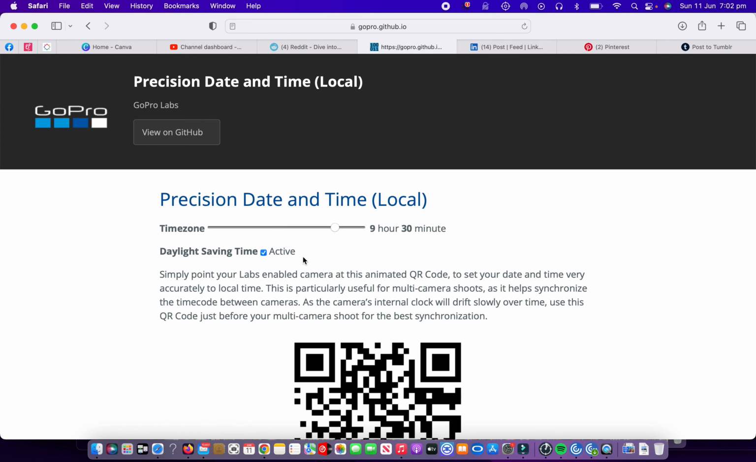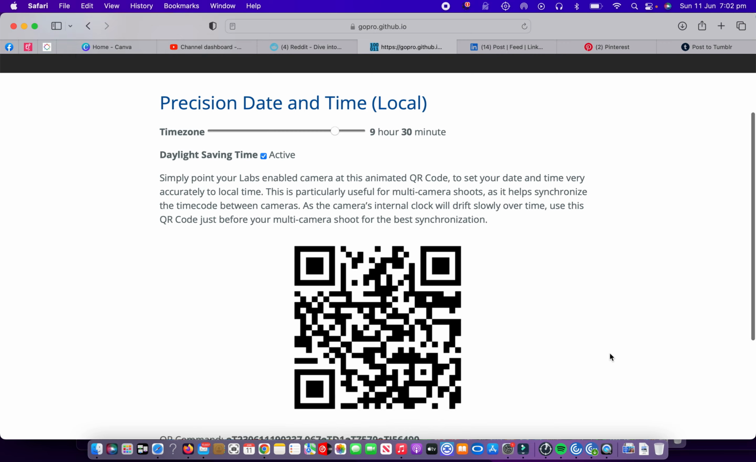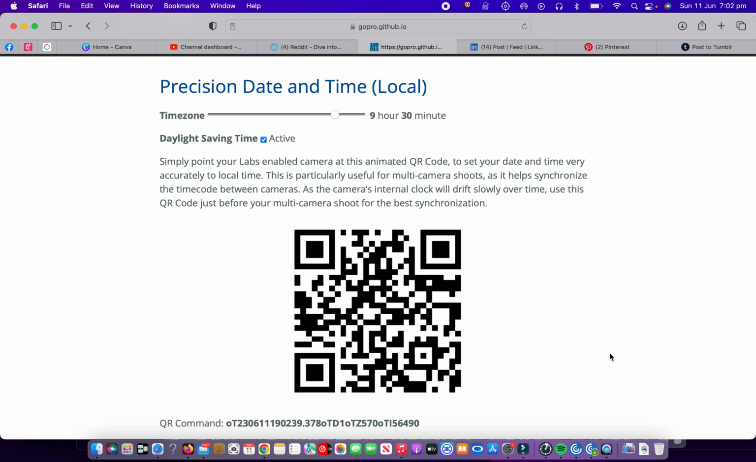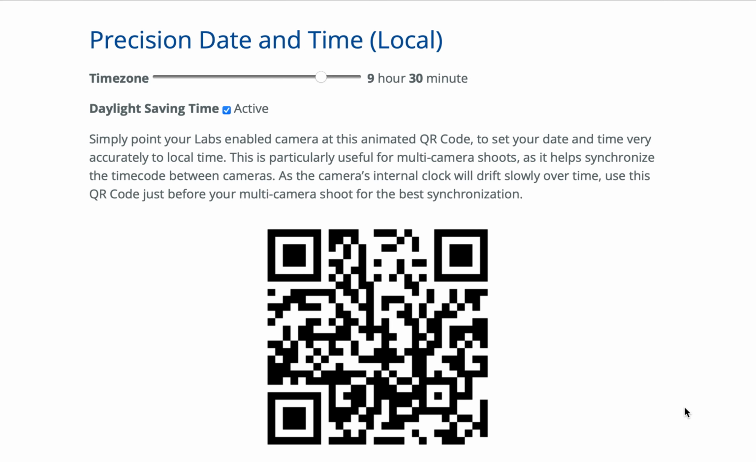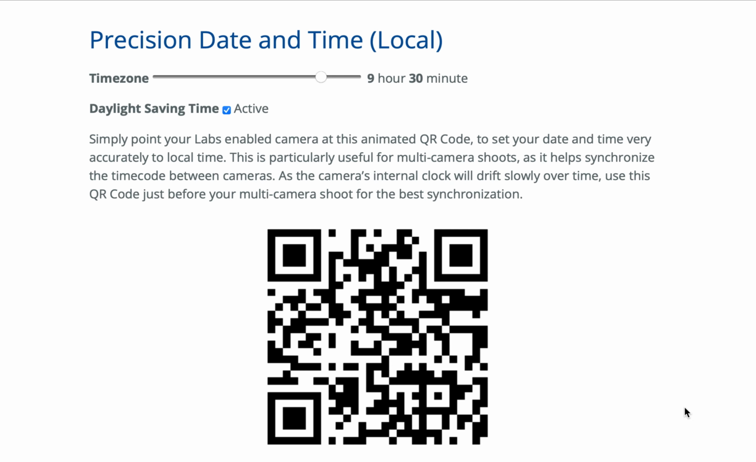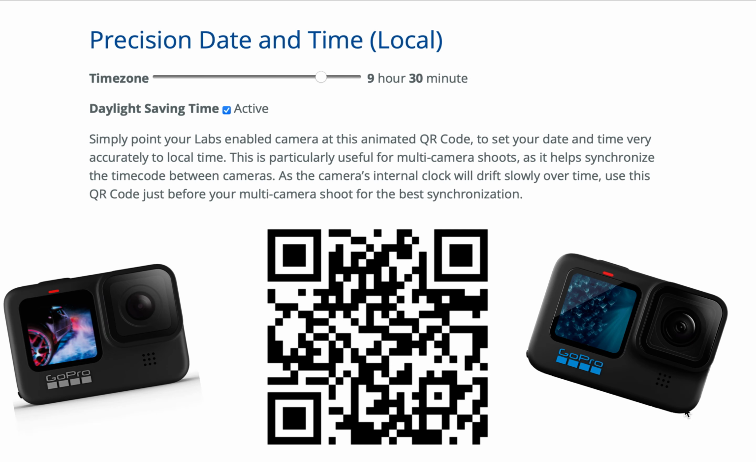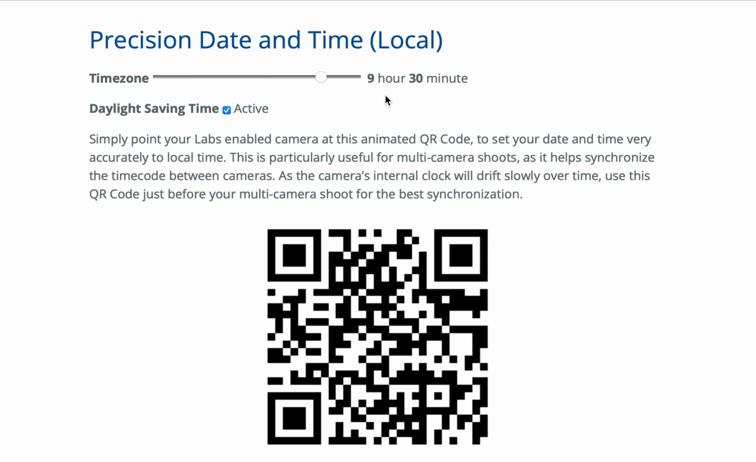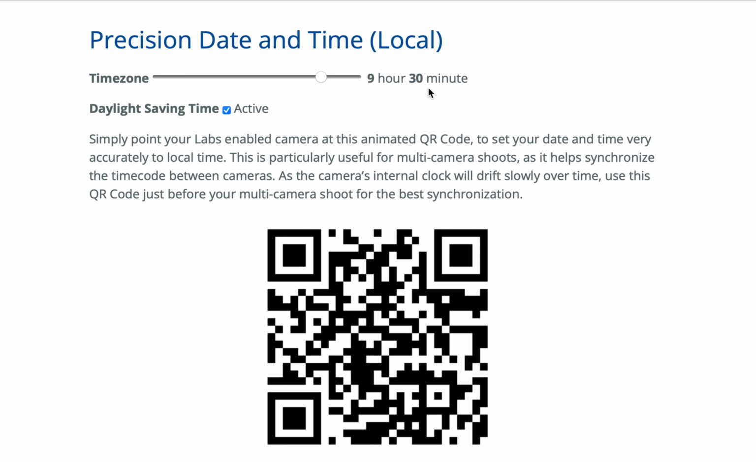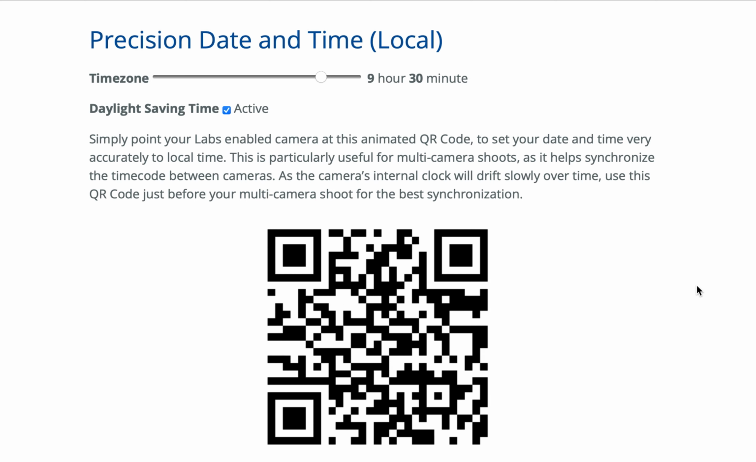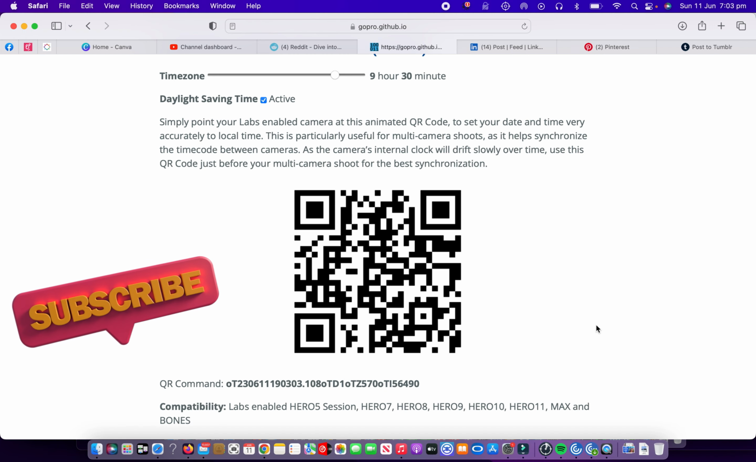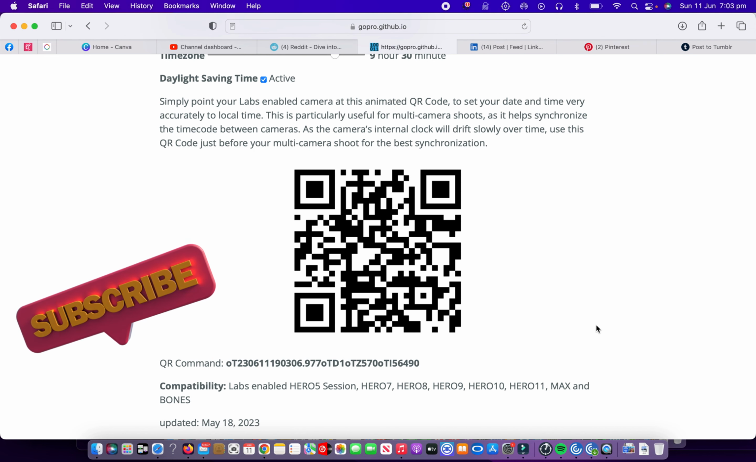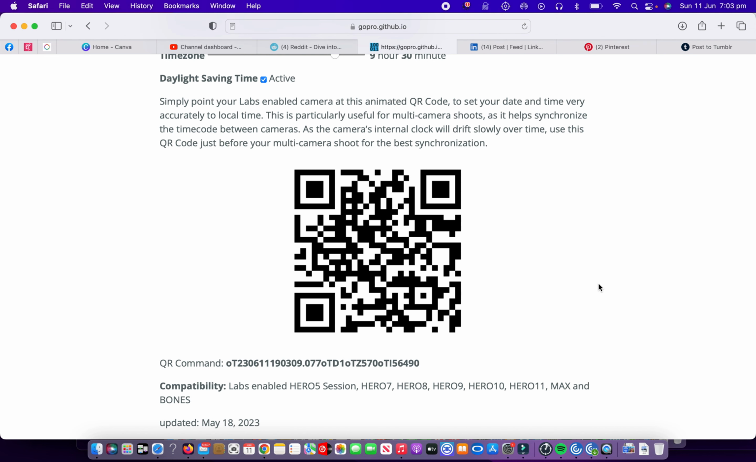So if we tap on that, what that does right now, and you can see this QR code is very active, that QR code is actually set to your local date and time. This is really handy if you want to, say, synchronize more than one camera. And my current time zone up here is 9 hours and 30 minutes in front of Greenwich time, also called UTC. With GoPro Labs installed, all I need to do is hold my camera in front of this QR code here and it will update the time.